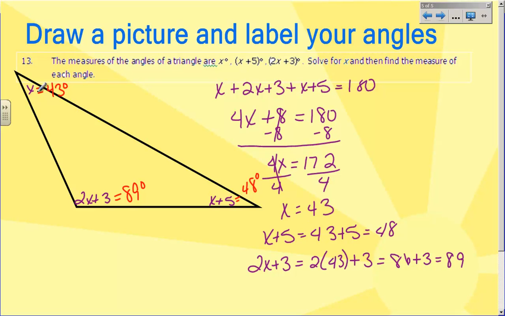Okay, so that is solving equations, multi-step equations. Hopefully you got some good practice. We will practice this some more in class when you come tomorrow.